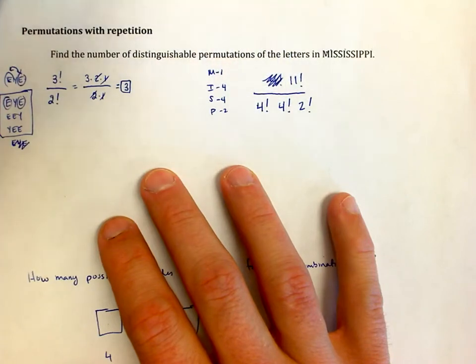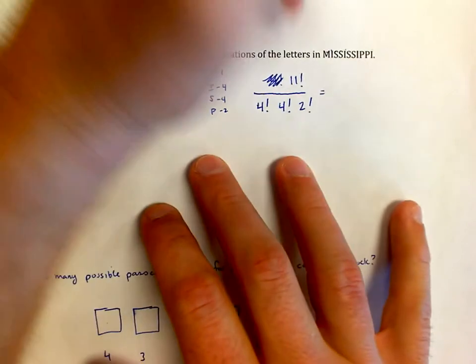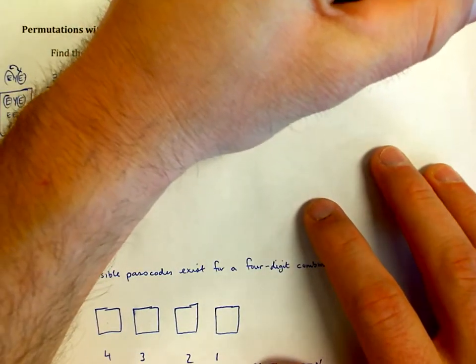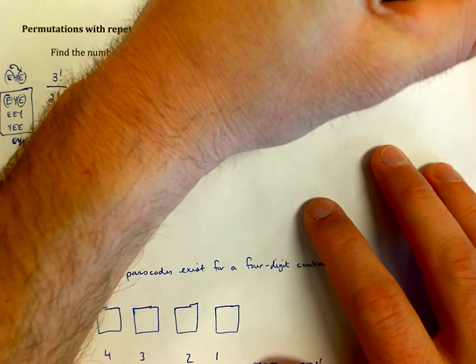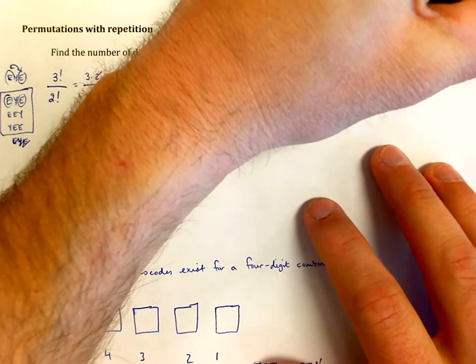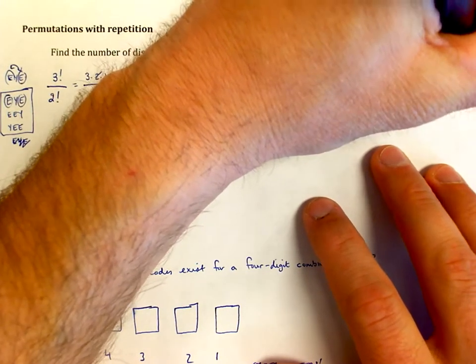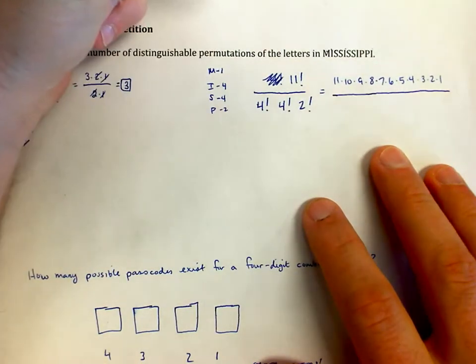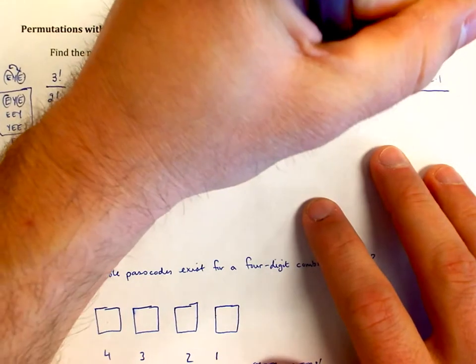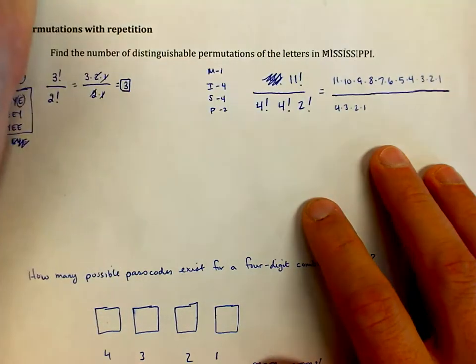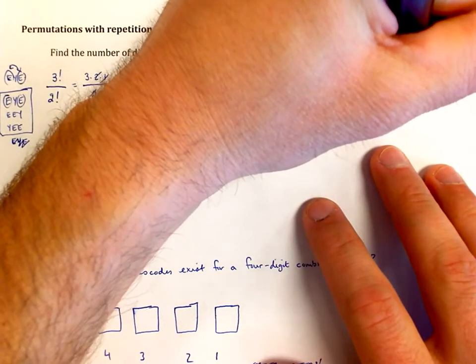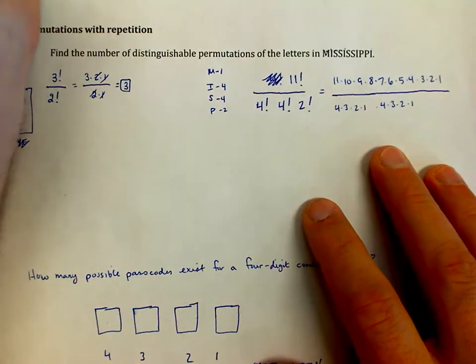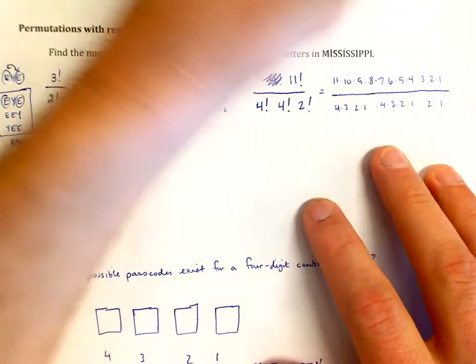That is absolutely wrong. Really what this is, if I wrote it out, would be 11 times 10 times 9 times 8 times 7 times 6 times 5, 3, 2, 1. There's 11 factorial on the top. On the bottom, I have 4 factorial, so it's 4, 3, 2, 1, and then another 4, 3, 2, 1, and then for 2, it's just 2, 1.